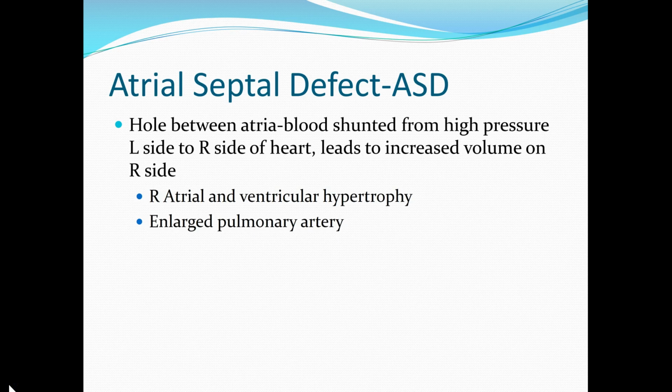Next, we have the atrial septal defect, which is ASD. The hole can be small or large, and it's a hole between the atria. So blood is shunted from high pressure left side to the right side of the heart, which leads to increased volume on the right side. So you're going to have right atrial and ventricle hypertrophy, and you're going to have an enlarged pulmonary artery.